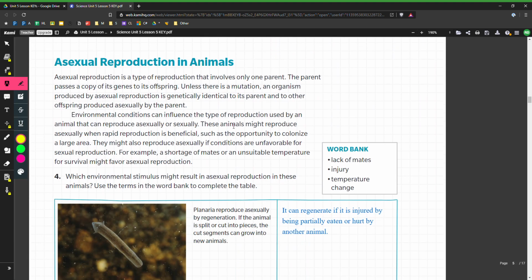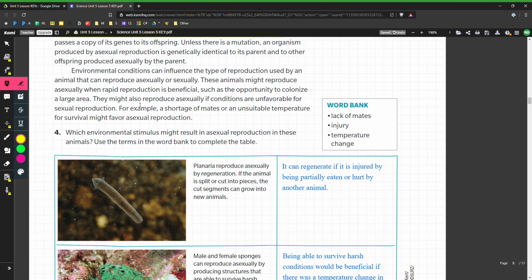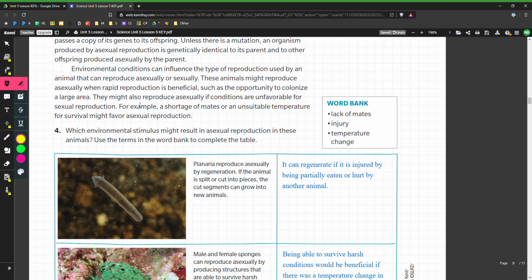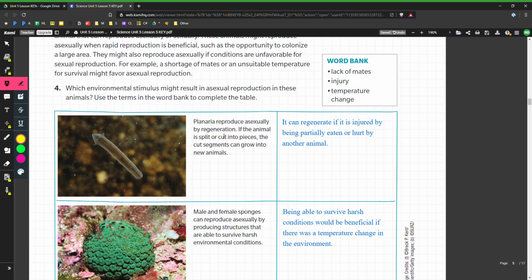So asexual reproduction in animals. So again, asexual reproduction is one that involves one parent. I guess I could just highlight the whole thing. One parent. And so it is usually just copying its genes to make a new one. So this talks about examples of that happening.